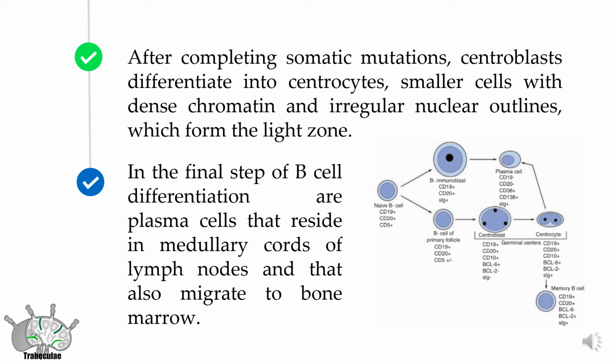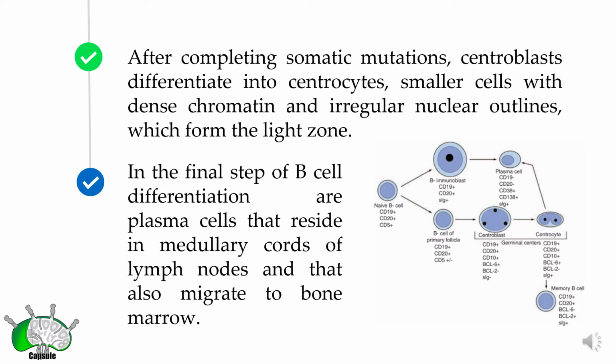Still on the cortex, centroblasts differentiate into centrocytes, which are smaller cells with thick chromatin and uneven nuclear borders, which make up the light zone after complete somatic mutations. Centrocytes with low affinity or unfit surface immunoglobulins die as a result, and germinal center macrophages phagocytize them. The presence of many macrophages with apoptotic debris contributes to the germinal center's distinctive starry sky pattern.